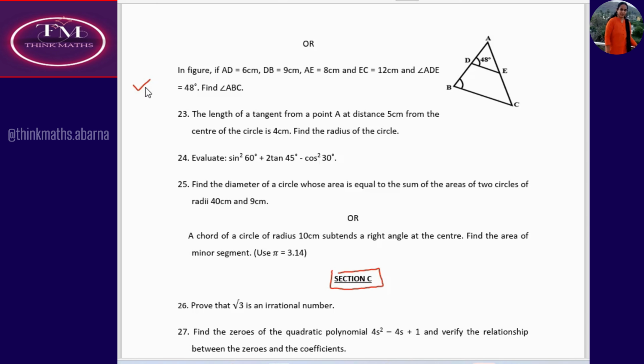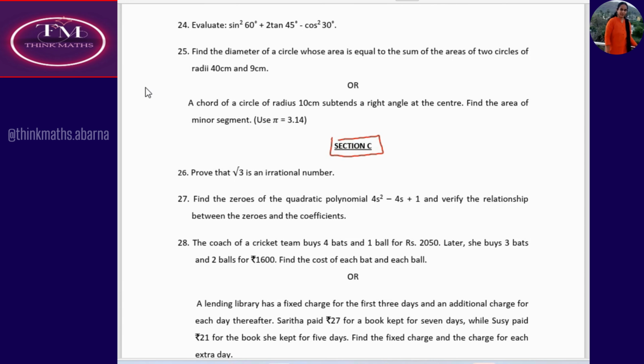In section C, it is 3-mark questions. It is short answer type. Section B is very short answer, 2-mark questions. Section C is 3 marks. How many questions are there? You will be having 6 questions. So 6 into 3, 18 marks.